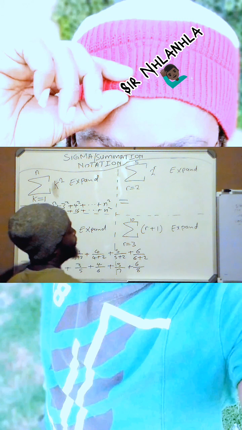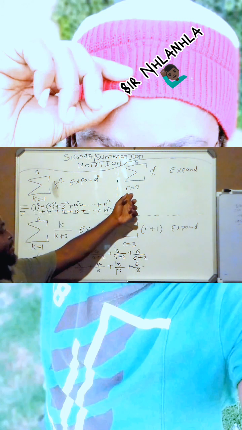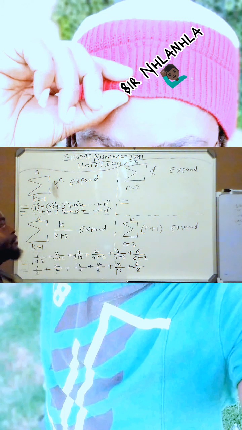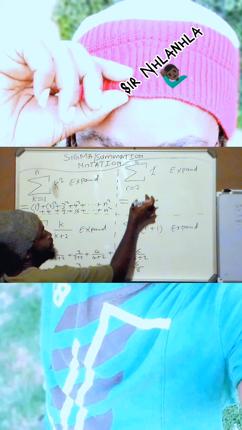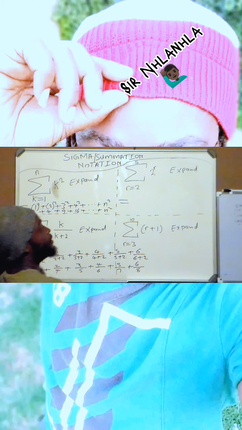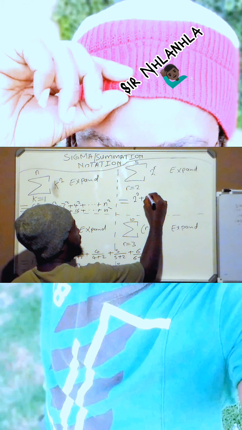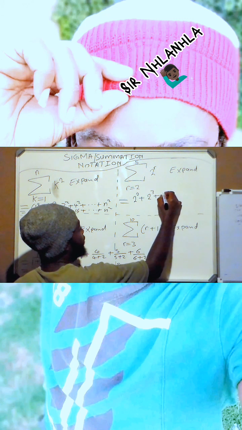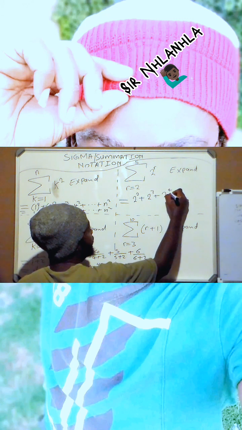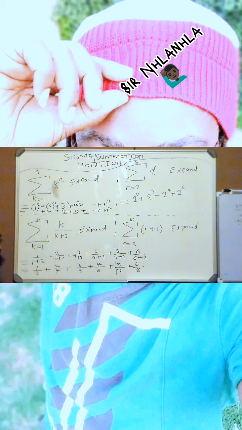Let's go and look at the other part. Again, we have to expand this one. So here we are starting from what? We are starting from the lower bound 2 up to the upper bound 5. So which means everywhere where there is r, we'll start from 2 and increase again by an increment of what? 1. So we'll have 2 to the power of 2 plus 2 to the power of 3 plus 2 to the power of 4 plus 2 to the power of 5, right?